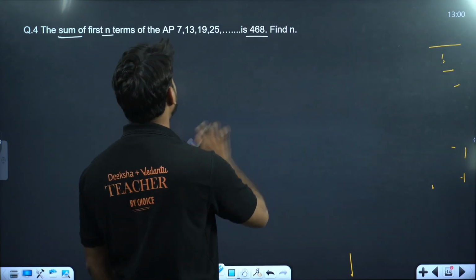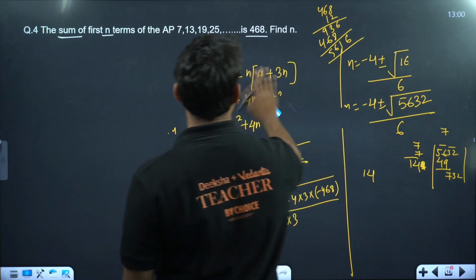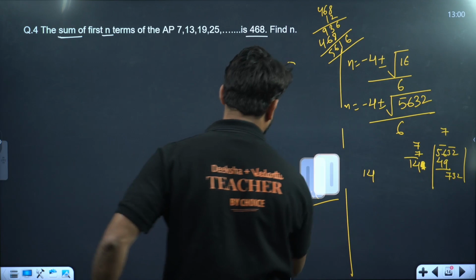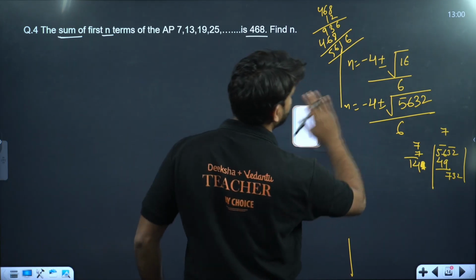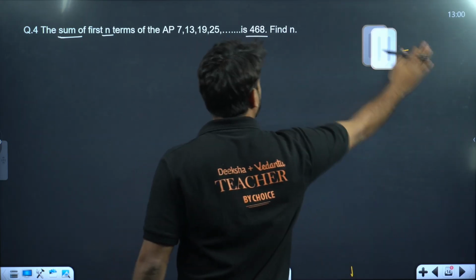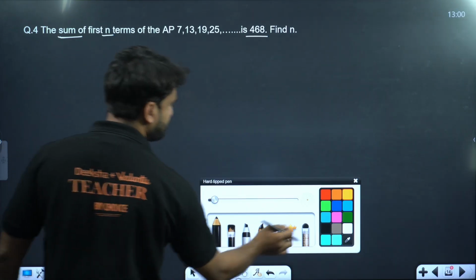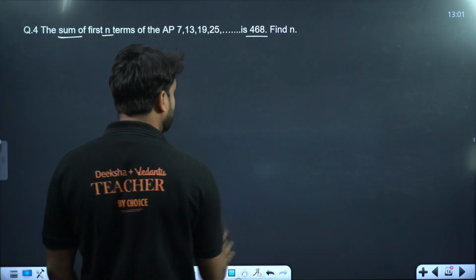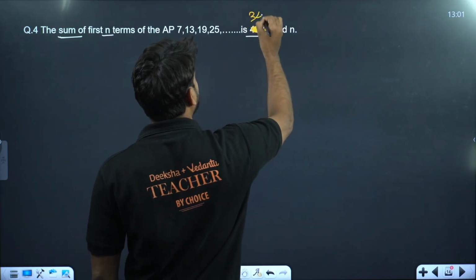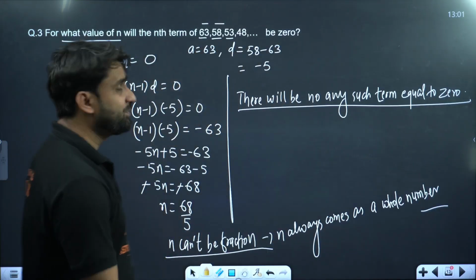If you calculate this question taking the wrong number, the value will be fractional, and n can't be a fraction in an arithmetic progression. We all know n always remains a whole number, so n can't be a fractional value. That's why we got stuck in the solution. So please change this value to 340. Okay, so I hope this is clear to everyone.